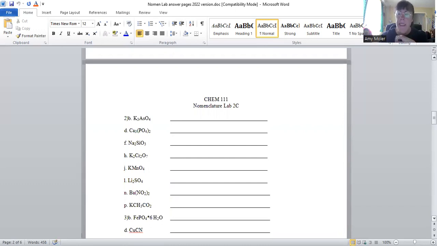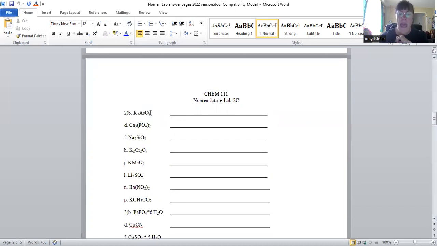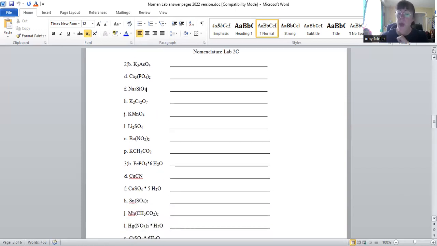polyatomics. Anytime you see a molecule with more than 2 elements in it, you should immediately assume that there is probably a polyatomic involved. We have ASO4, we have PO4s, we have SiO3s. This is what the table in 2C of your lab book is extensively designed to help you through.